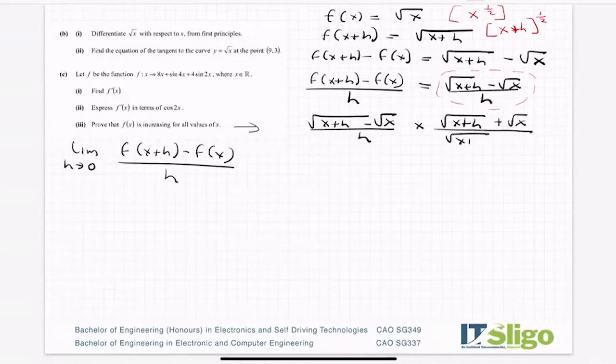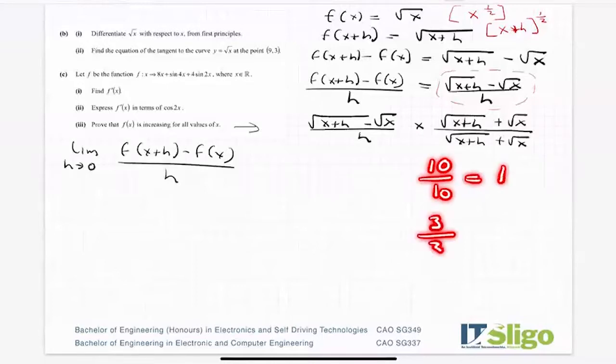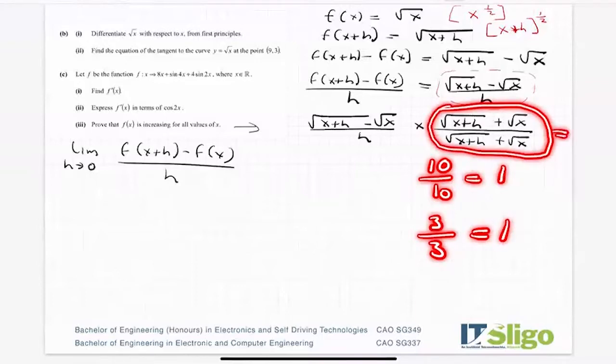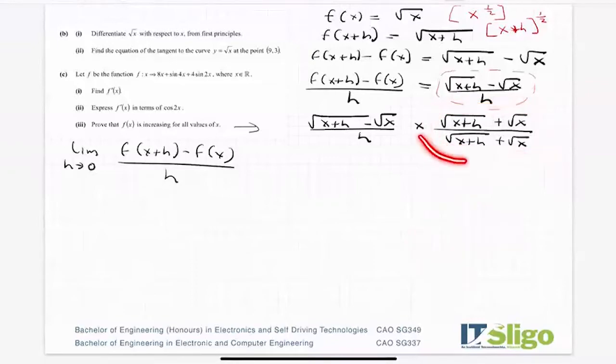Like so. Okay, what am I doing? Well, I'll show you why it's the plus version in a minute, but why multiply above and below? So that number is 1. 10 over 10 is 1. 3 over 3 is 1. Root x plus h plus root x over root x plus h plus root x is 1. And you know when you multiply anything by 1, you're not changing it. Multiplying by 1 doesn't change the equation. So although it doesn't look like it, all I'm doing is multiplying by 1.